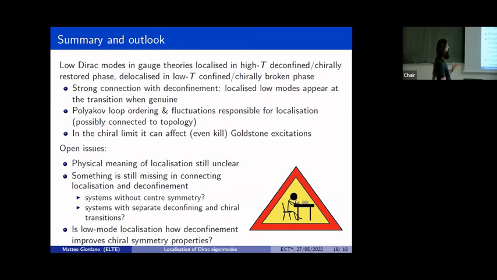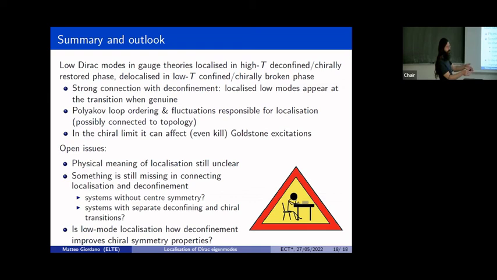The third point is the one that I didn't have the time to discuss. So the first two points are quite clear by now. The physical meaning of localization of the Dirac modes is still quite unclear. And there is even the feeling that something is still missing in trying to relate localization and deconfinement. So for example, what about systems without center symmetry? Does it matter? Does it not? What if you look at systems where the two transitions are separate? What's going to happen in the intermediate phase?